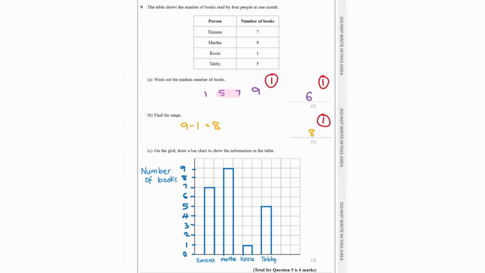Part C was a 3-mark question, so we would get the first mark for correctly labeling the y-axis as the number of books. 1 mark would be awarded if only 2 of these bars were correct, but if all 4 bars were correct, then 2 marks would be awarded for the correct bars.